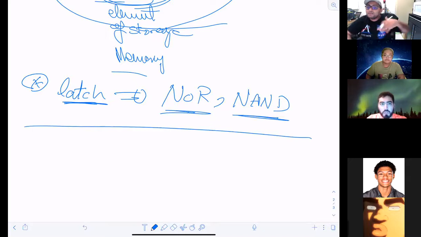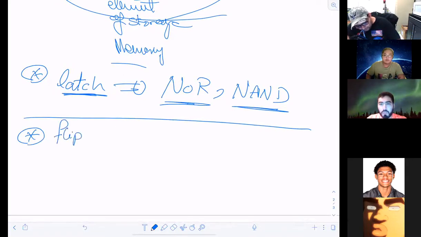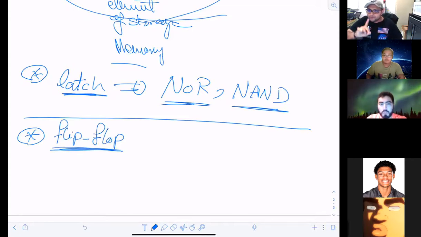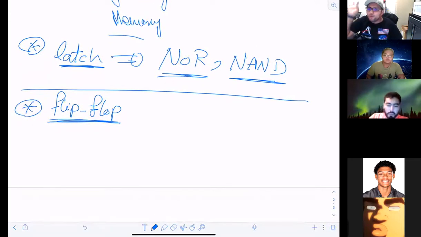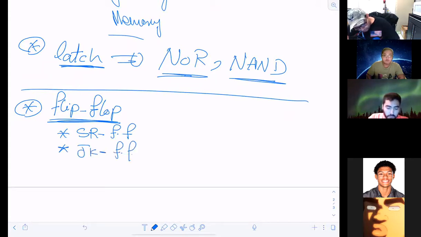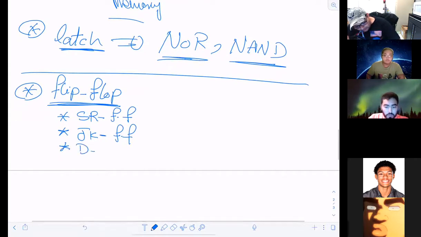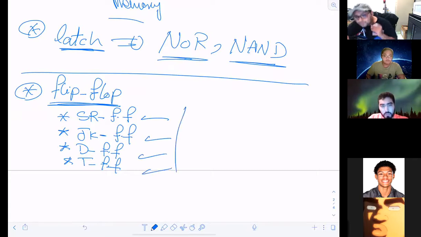Then they came up with another higher-order, modern element. They call it flip-flop. How many flip-flops are we going to study? Four. One is called SR flip-flop. One is called JK flip-flop. One is called D flip-flop. One is called T flip-flop. So how many do we have? One, two, three, four.